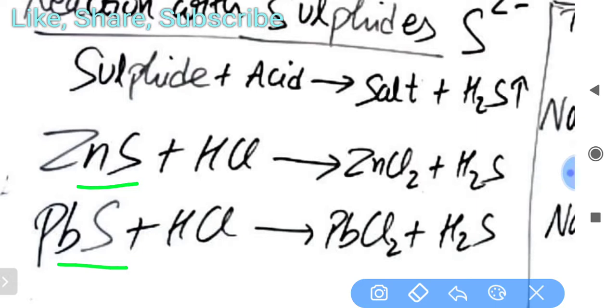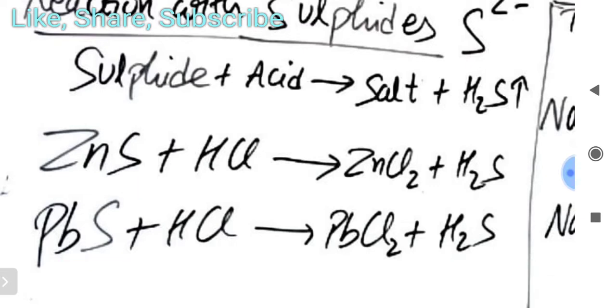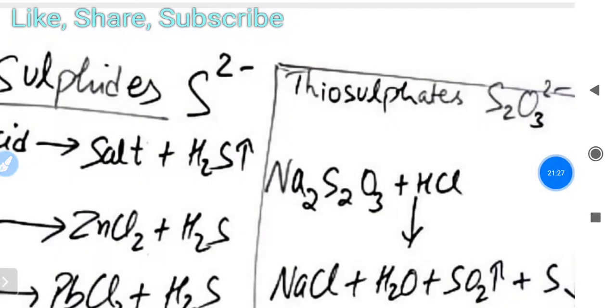Don't forget to balance the equations when you write. See your book also. Lead sulfide forms lead chloride and hydrogen sulfide gas is liberated. So this is the main thing which I want to discuss with you, because it is very important.